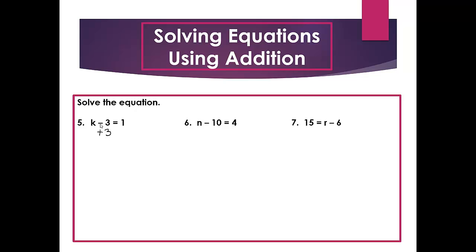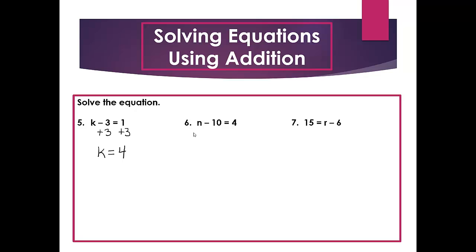So the inverse operation of subtraction is addition. So we're going to add 3 to both sides. If we are subtracting 3 and adding 3, those two undo each other, so we just have k. And that would then be equal to 1 plus 3, which is 4. You can see that if we plug this back in to check our solution, we can then see if we're correct. So we plug in 4 for k, and 4 minus 3 equals 1.